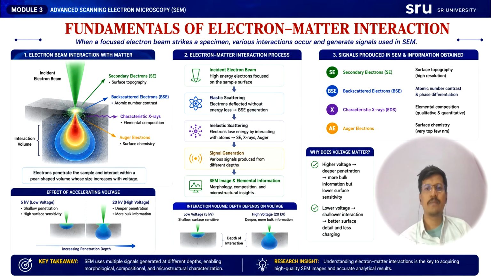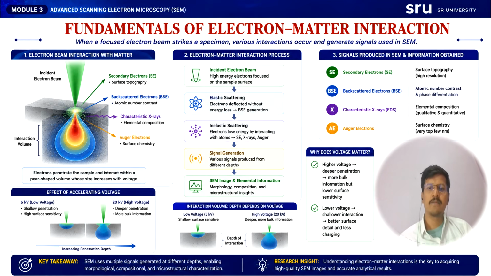The third signal is characteristic X-rays, which are generated when inner shell electrons are ejected and the vacancies are filled by high energy electrons. These X-rays are unique to each element and form the basis of energy dispersive X-ray spectrometer, that is EDS analysis.